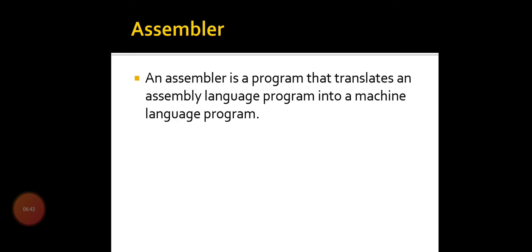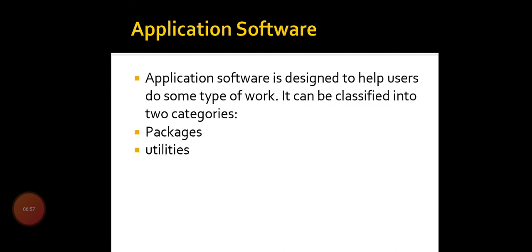Now assembler. Assembler is the big brother. Assembler converts only assembly language into machine language. They all convert languages into machine languages.